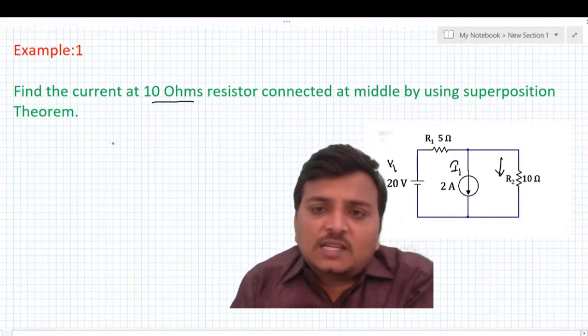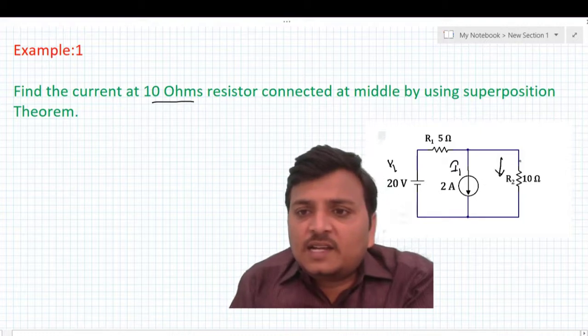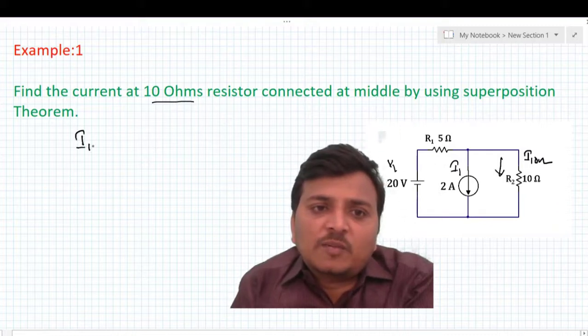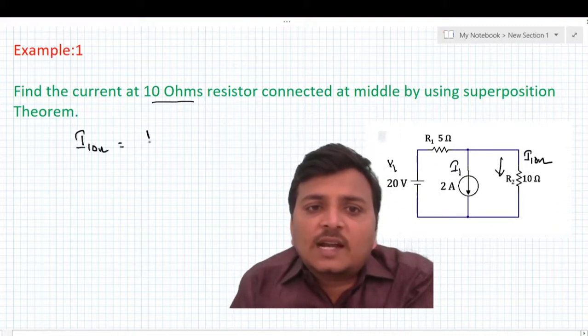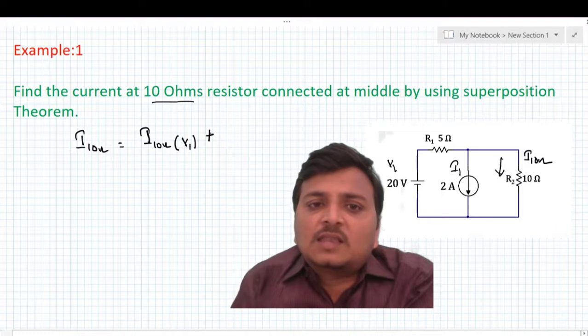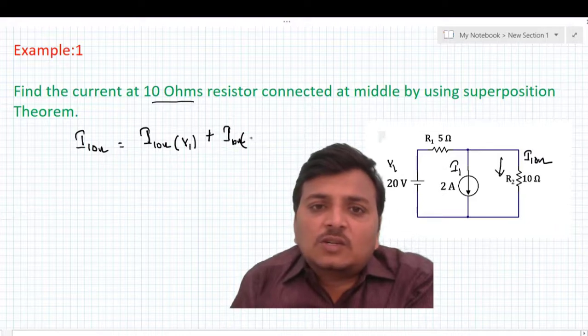Now simply consider the total current at the 10 ohm resistor. The current at the 10 ohm resistor is equal to the current at the 10 ohm resistor due to the voltage source V1, plus the current at the 10 ohm resistor due to the current source I1. Your voltage source may be 20 volts and the current source 2 amperes.